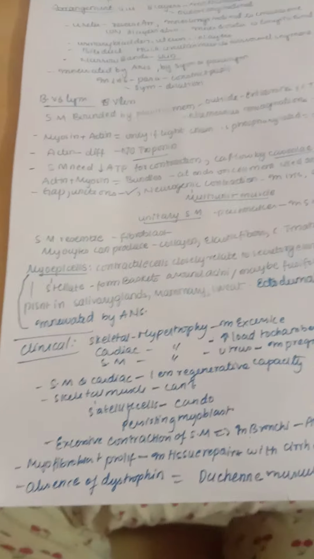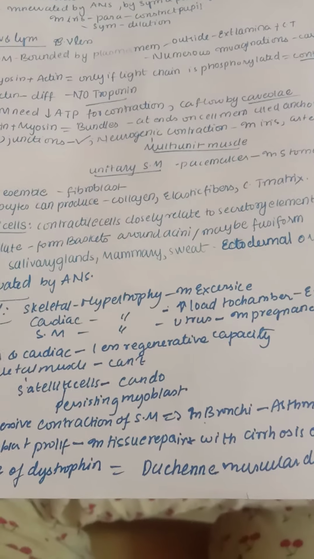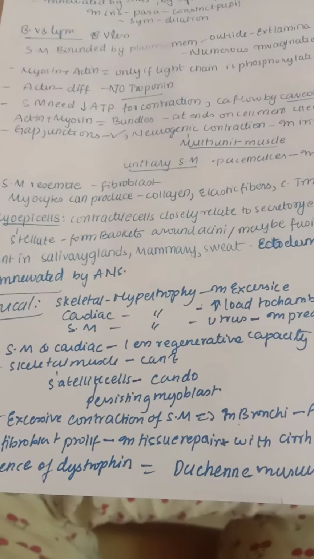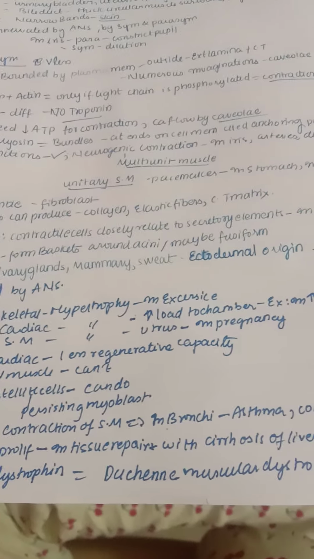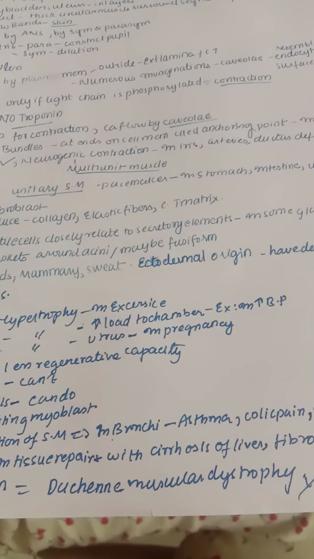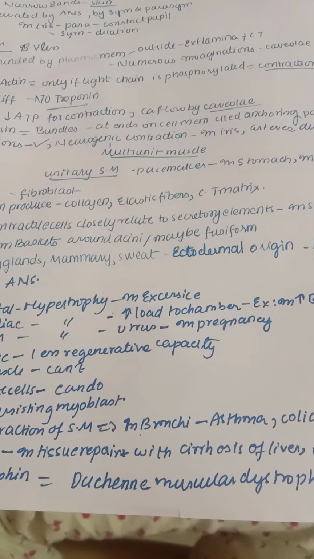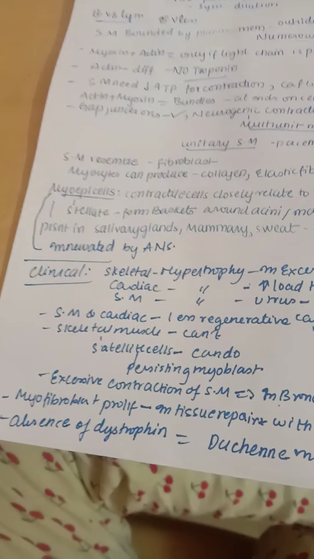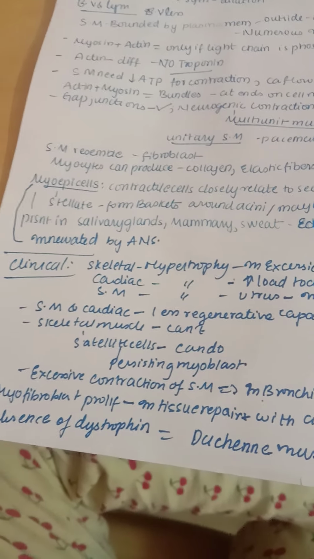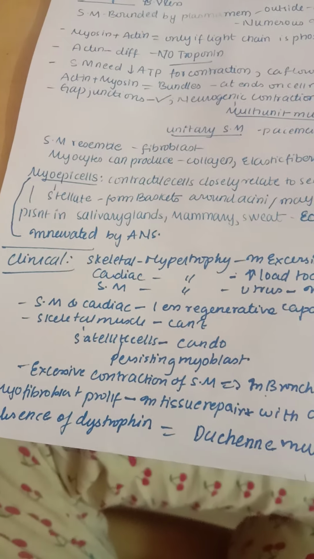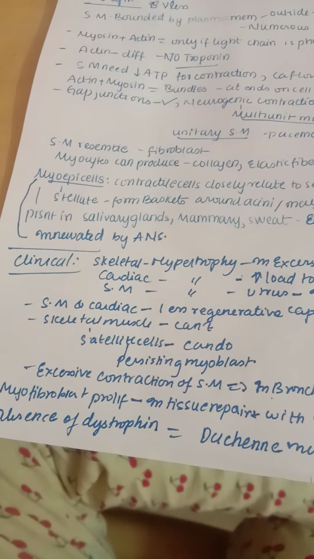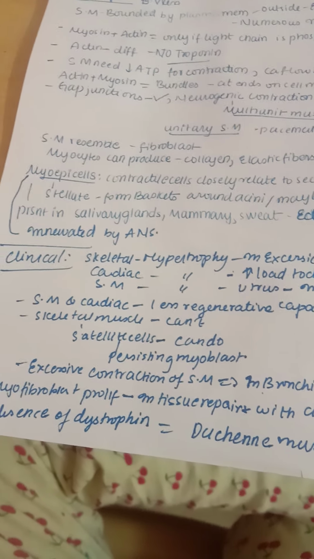Clinically, skeletal muscle undergoes hypertrophy, especially with exercise. Cardiac muscle may undergo hypertrophy when there is an increased load on the chamber, for example in hypertension or any other reason. Smooth muscle undergoes hypertrophy in the uterus, especially in pregnancy. Smooth muscle and cardiac muscle have less regenerative capacity, and skeletal muscle can regenerate only through its satellite cells, which persist as myoblasts.